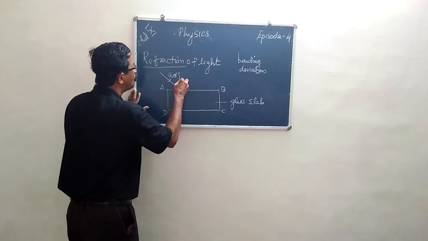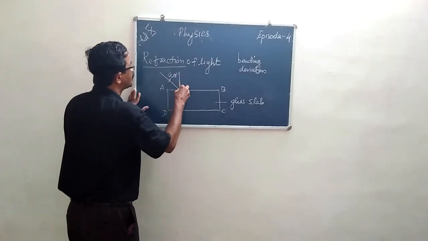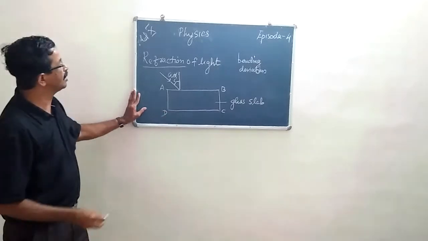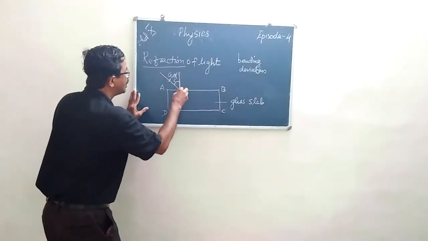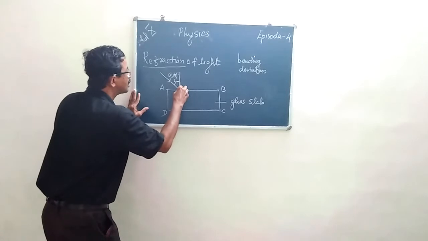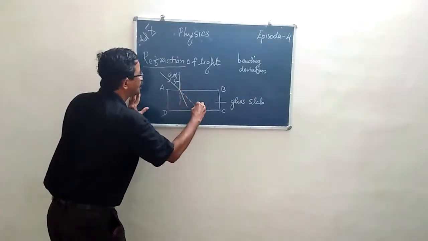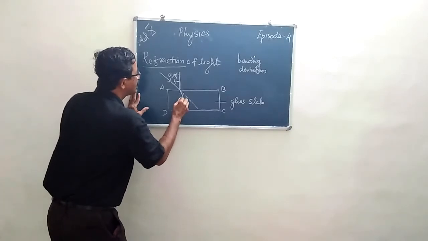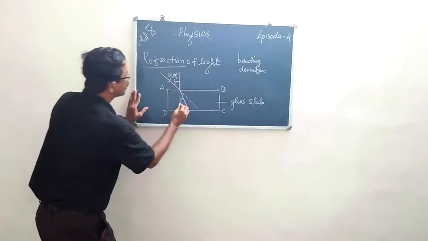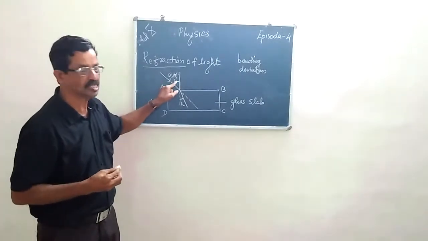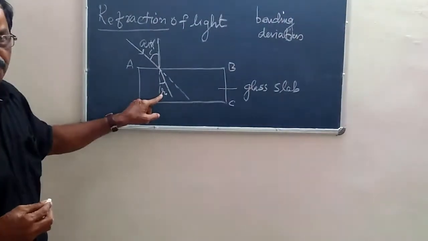This is the normal at the point of incidence. This is the angle of incidence. And when we extend this normal inside, the ray bends here. That means this light ray wants to travel in this way, but it bends in this manner. This is the angle of refraction. This is the angle of incidence, and this is the angle of refraction.